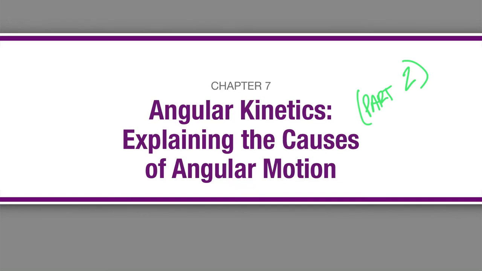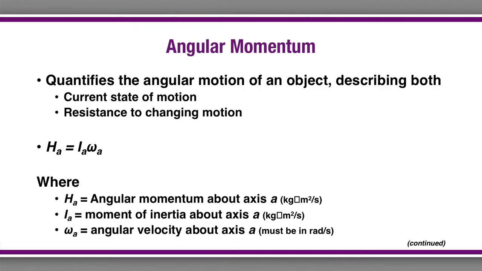For the second part of the angular kinetics chapter, we're going to go over angular momentum, and we will describe Newton's first, second, and third laws of motion with regard to angular motion. So angular momentum quantifies the angular motion of an object, describing both the current state of motion and an object's resistance to changing motion.